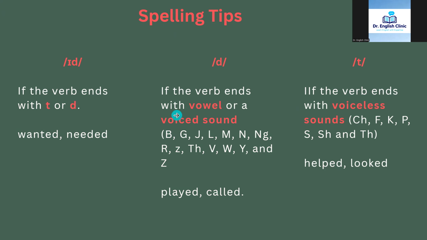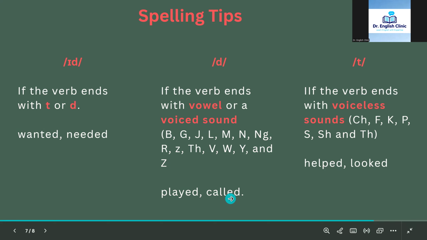If the verb ends with a vowel sound, and we know that the vowels are five, they are more than five, but to make it easy for you, we say they are five. Or a voiced sound, okay? The voiced sounds are these sounds that you see on the screen. In this case, we pronounce it as d, like play, played, call, called, okay? You see here we say wanted, but here we said called, not calleed, called, okay?